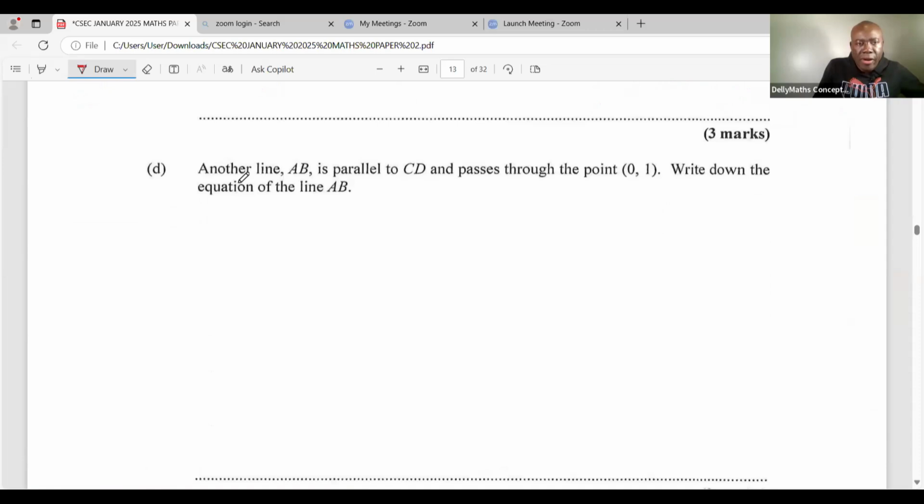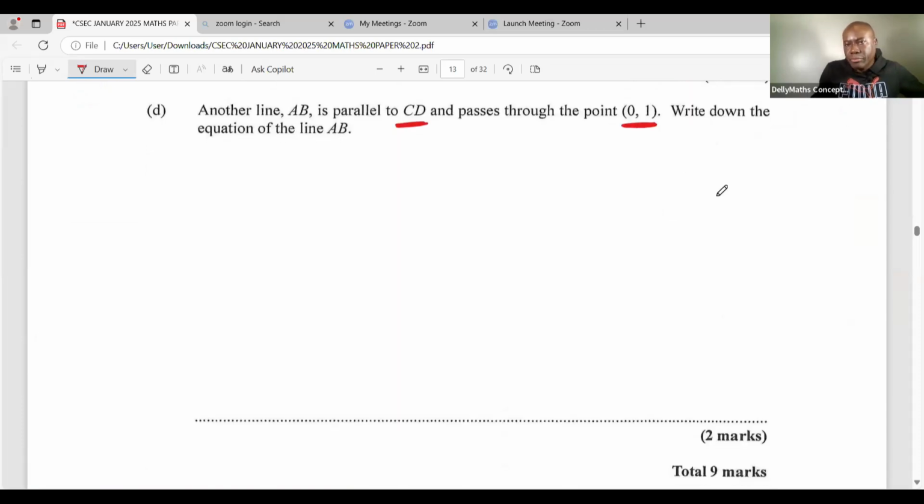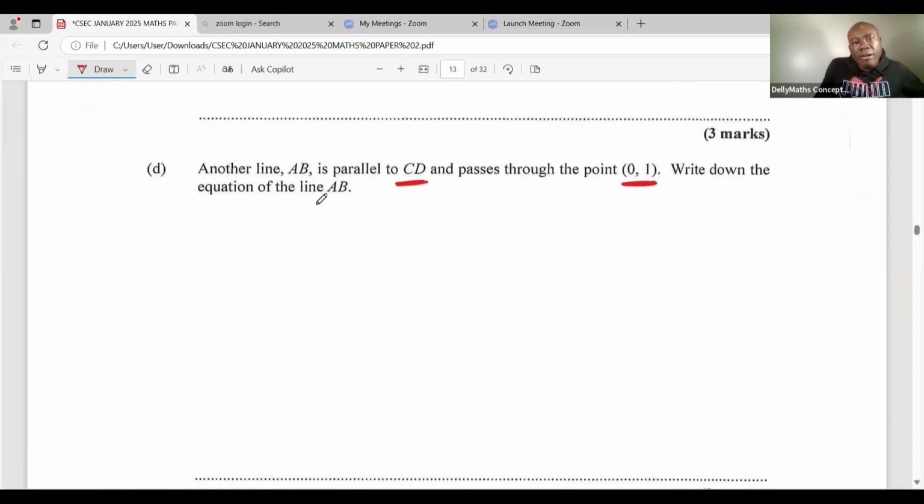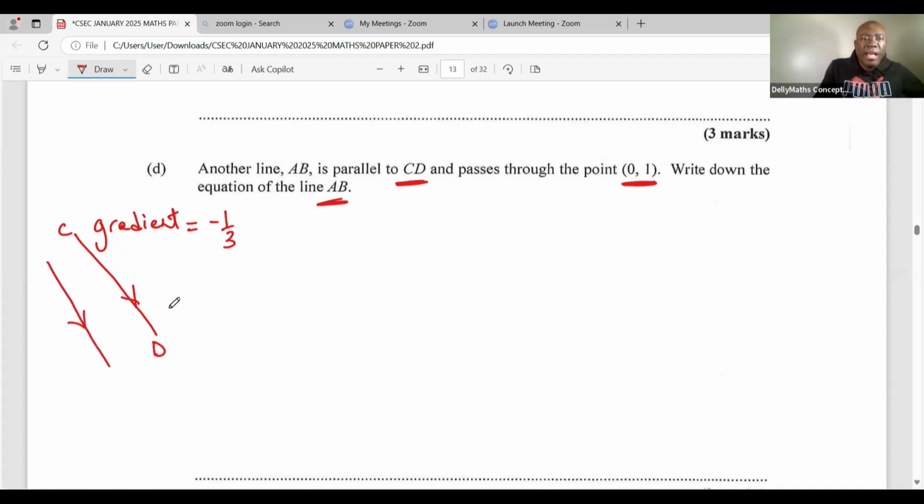The other question says here, another line AB is parallel to CD and passes through (0, 1). Write down the equation of AB. Now remember, we actually have CD. We know the gradient of CD, which is equal to negative 1/3. When lines are parallel to each other, they share the same gradient.